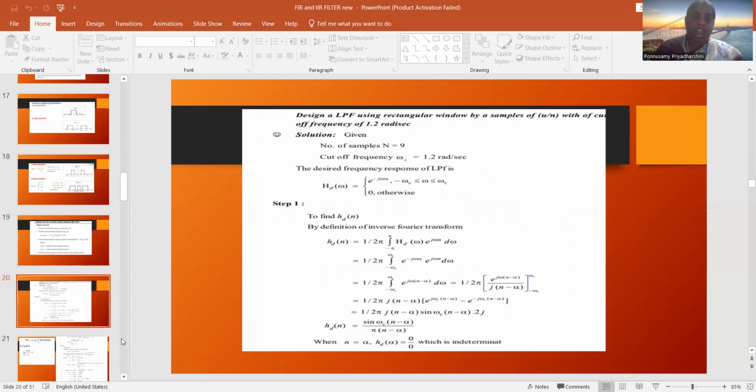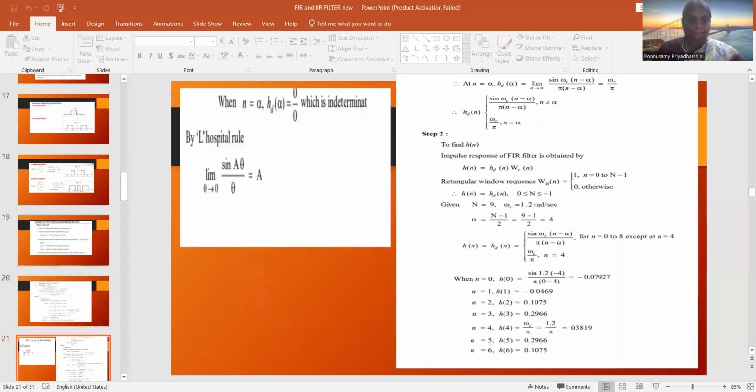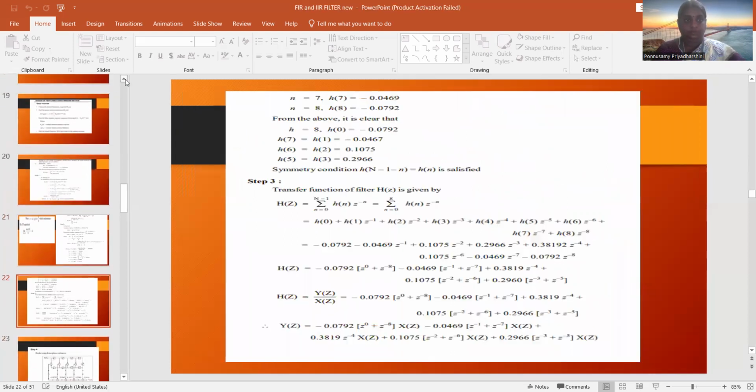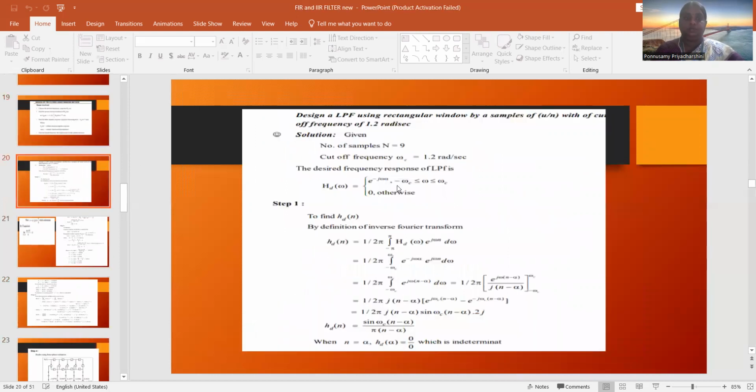Okay, so here is an example. Design a low pass filter using a rectangular window with 9 samples. They have given the cutoff frequency as 1.2 radians per second. So we know the frequency response of this filter is e power minus j omega alpha for minus omega c to omega c. By using the rectangular window, they have asked for a low pass filter, so we have taken its corresponding frequency response.